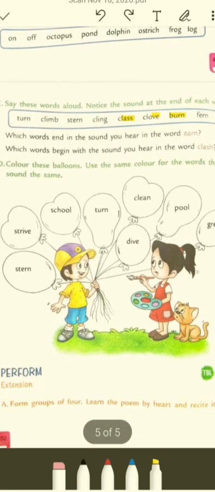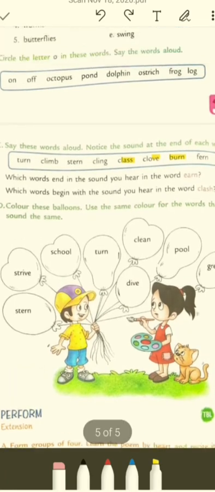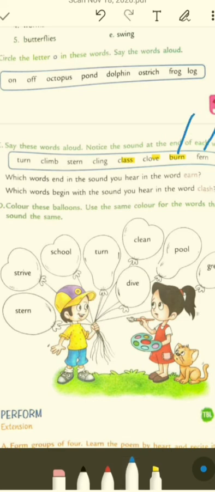So which words end in the sound you hear in the word earn? So earn. Rhyming words of earn. You can say fern, burn, then stern. Right? Then which words begin with the sound you hear in the word clash? Clash, right? So which words? Climb. I'll use a red pen for this. Climb, cling, class, clove. Isn't it? Sorry, for the RN group, one more word was missing, this one. You can write them.